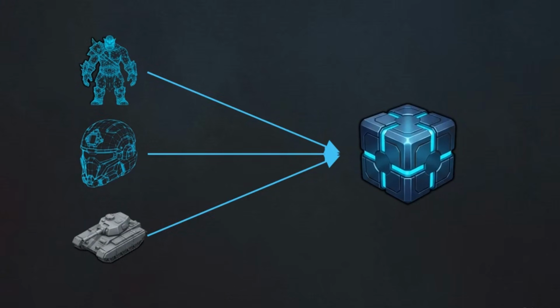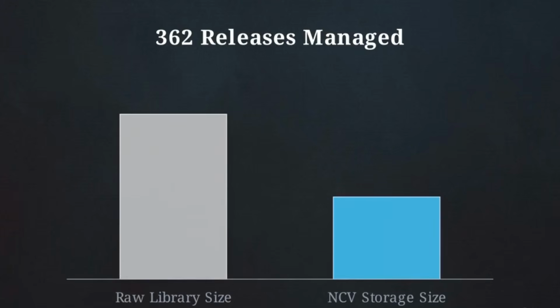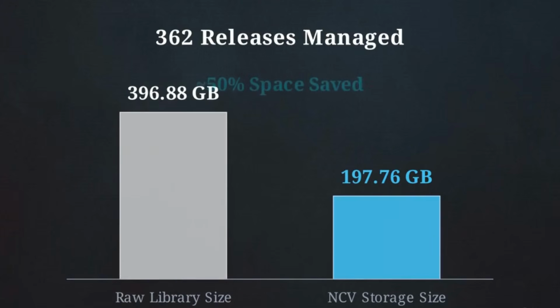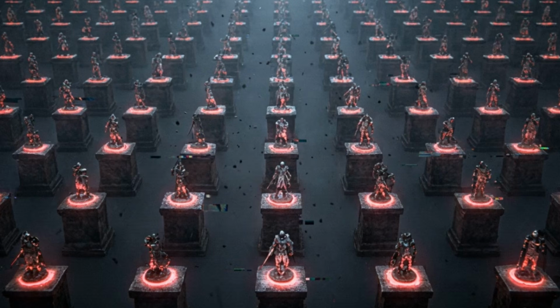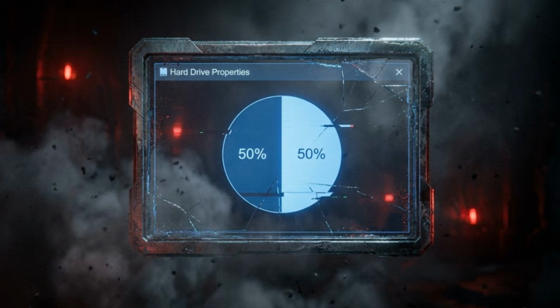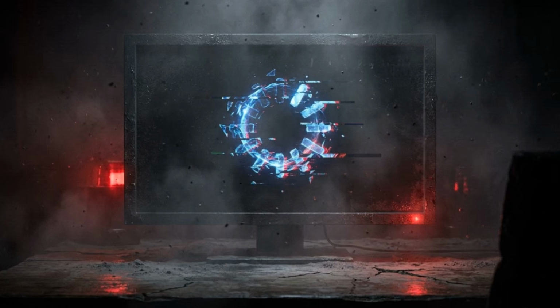On a real-world wargaming collection with 362 releases, this system takes 396 gigabytes of raw files and condenses them into 197 gigabytes. You cut your disk usage in half without losing a single model. But saving space only solves half the problem. When verifying a high-detail miniature, you still hit a 10 to 30-second loading screen.